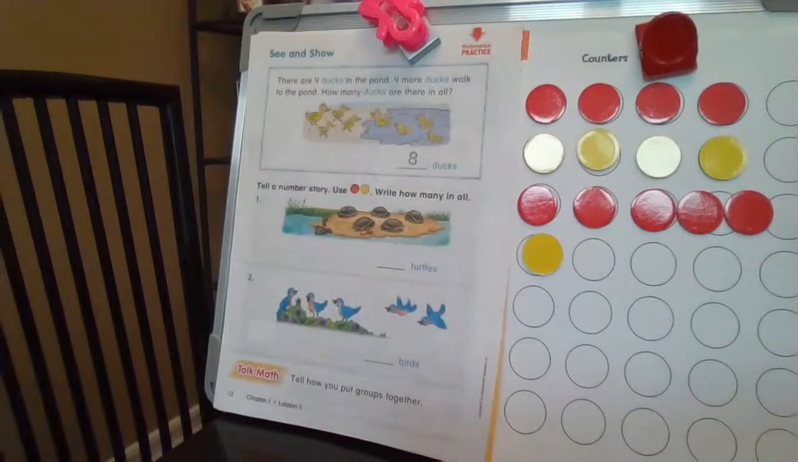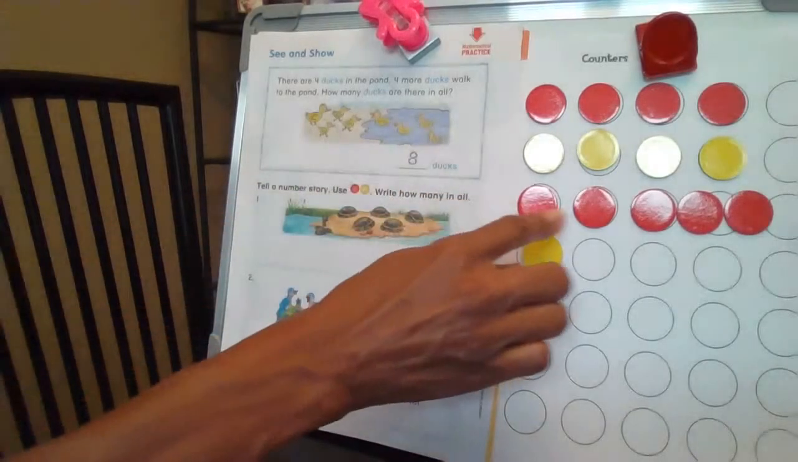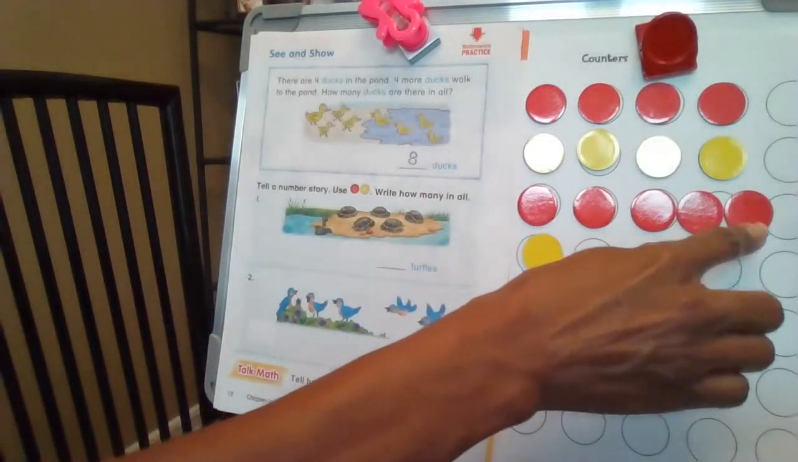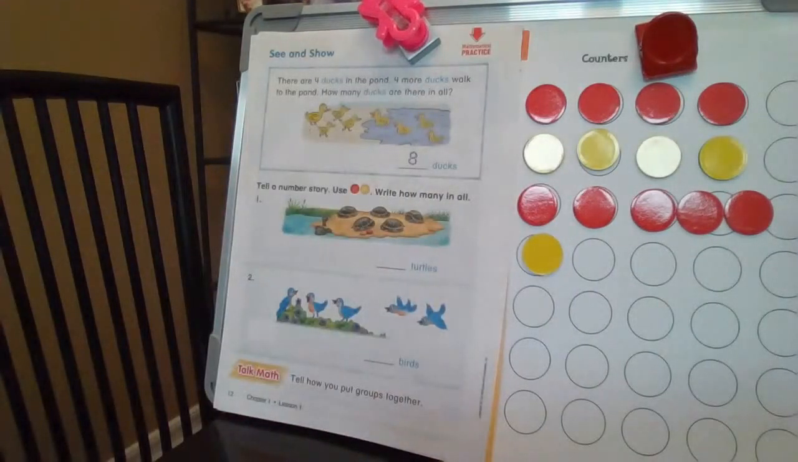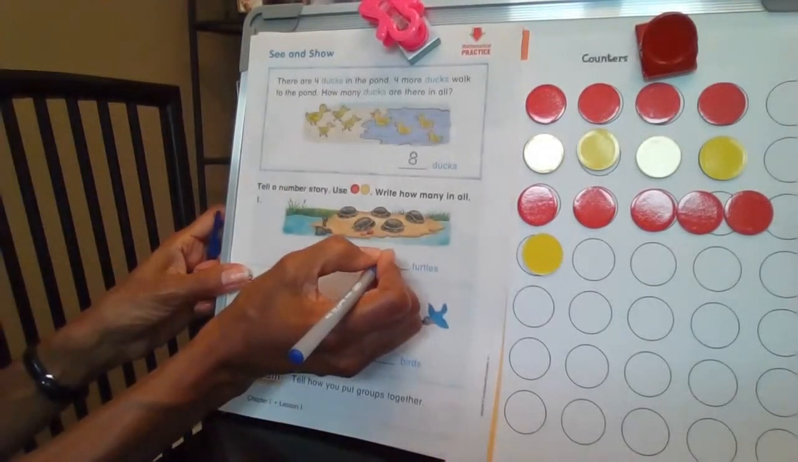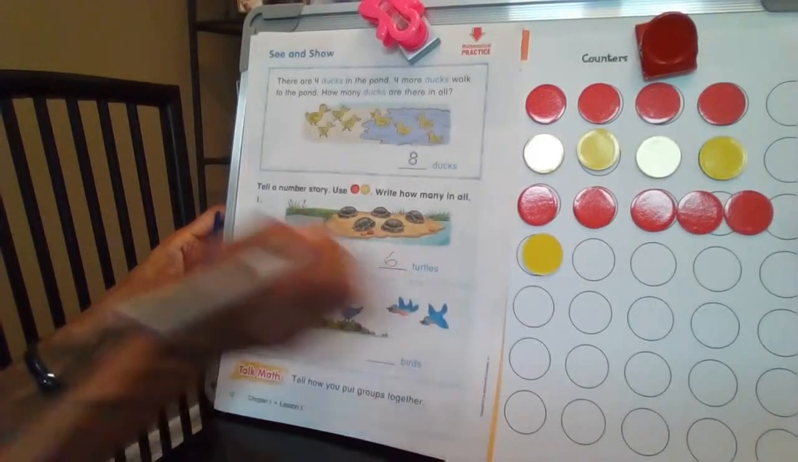Now I want to join the 2 groups and count how many there are in all. 1, 2, 3, 4, 5, 6. There are 6 turtles in all. So I'll write that number 6. Okay.